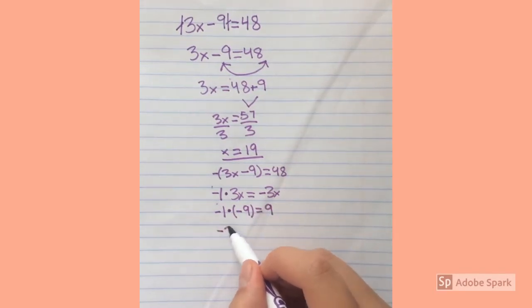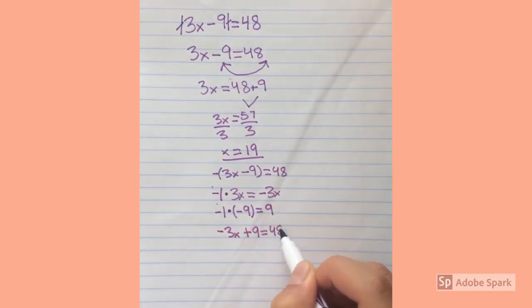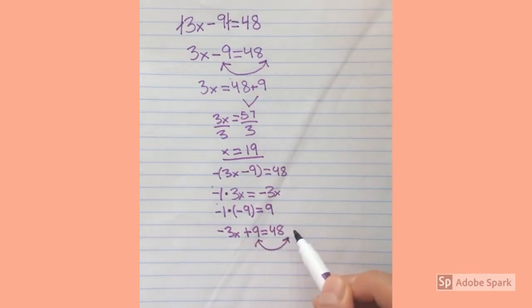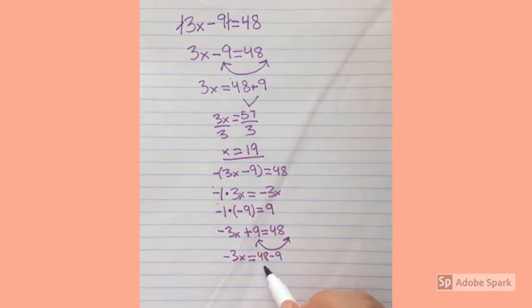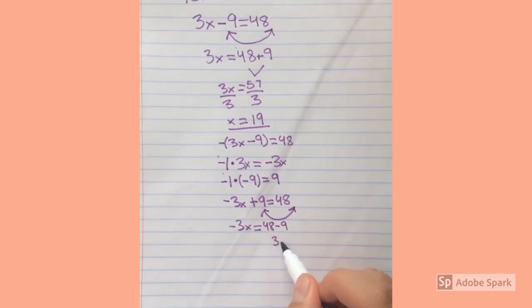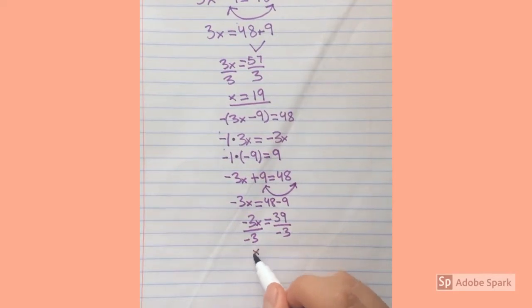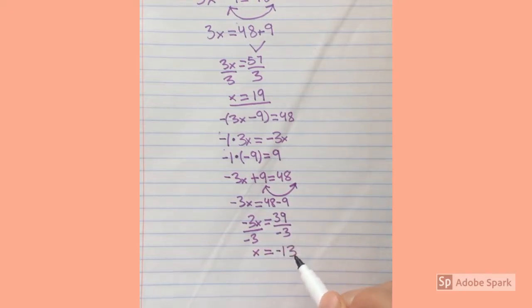Now we have -3x plus 9 equals 48. Now we will solve. 9 becomes -9 and is switched onto the other side. And we have -3x equals 48 minus 9. 48 minus 9 equals 39. Now we have -3x equals 39. So to get x by itself, we divide -3x and 39 by -3. -3x divided by -3 equals x. And 39 divided by -3 equals -13. So the second part of our answer is x equals -13.